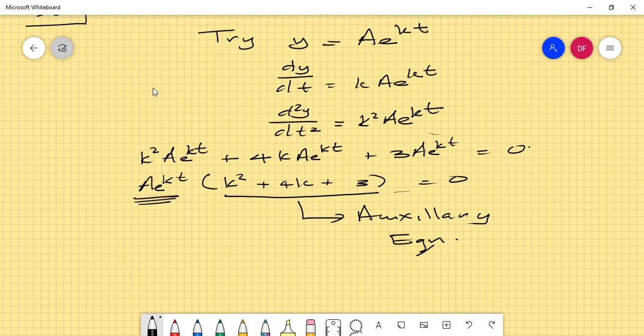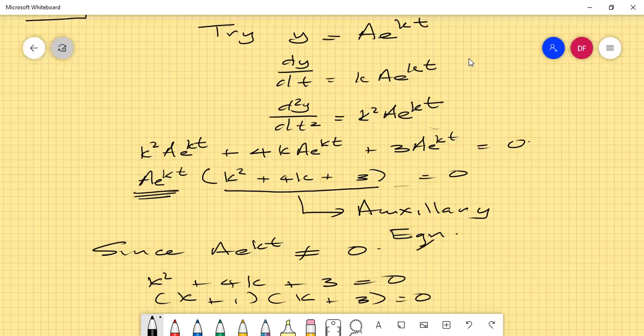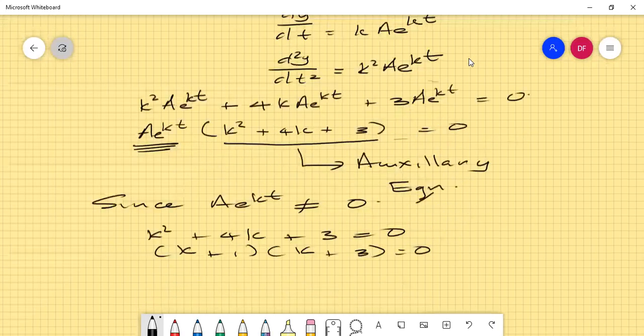This is never 0, and so therefore multiplying these two is only k squared plus 4k plus 3 equals 0. And since we make up the equation, we can factorize it quite easily, I hope. So this factorizes to k plus 1, k plus 3 equals 0. So therefore k is equal to -1 and -3.